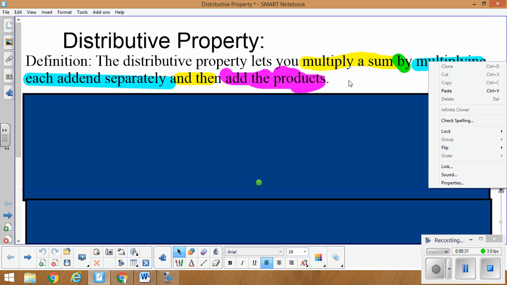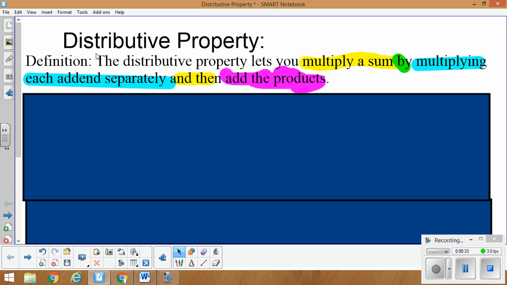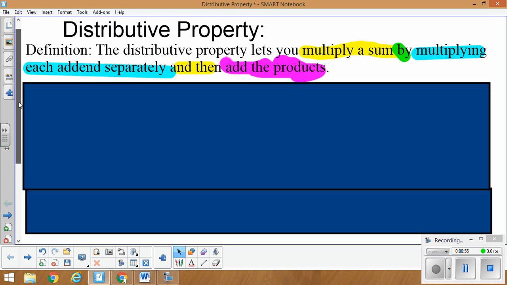Okay, so the definition of the distributive property is that the distributive property lets you multiply a sum, meaning a bunch of numbers being added, by multiplying each addend separately. Addend is each of the numbers you will be adding, and then add the products. Okay, so what does that mean?